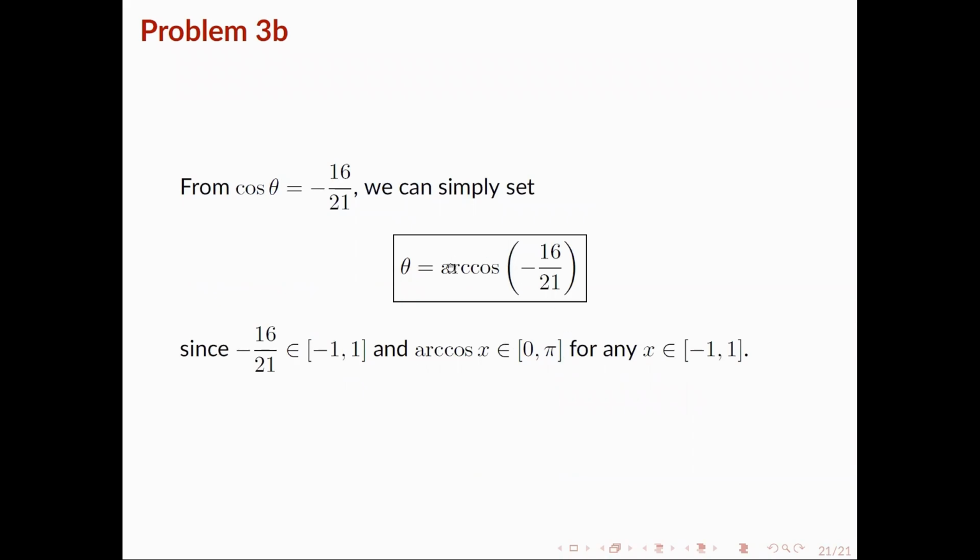We can simply let theta to be arccosine of negative 16 over 21, since negative 16 over 21 is in the closed interval negative 1 to 1, and arccosine of x is in the closed interval 0 to pi for any x in the closed interval negative 1 to 1.